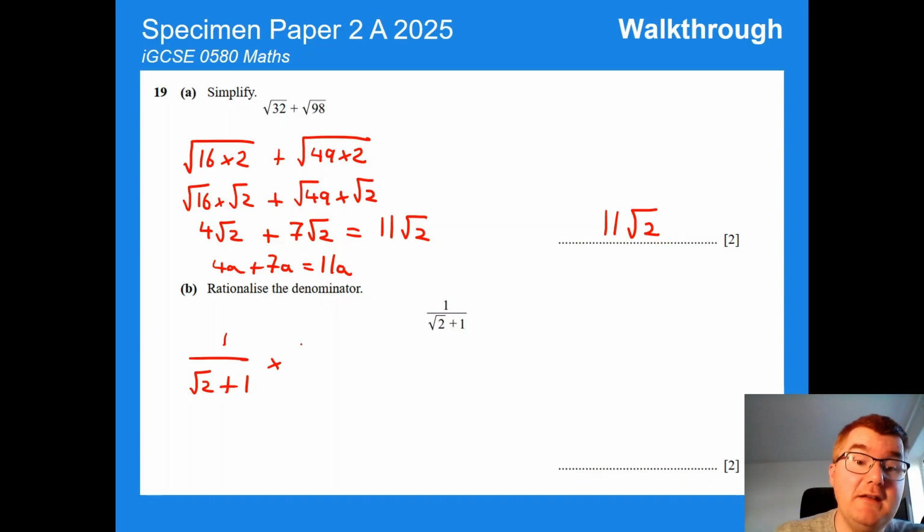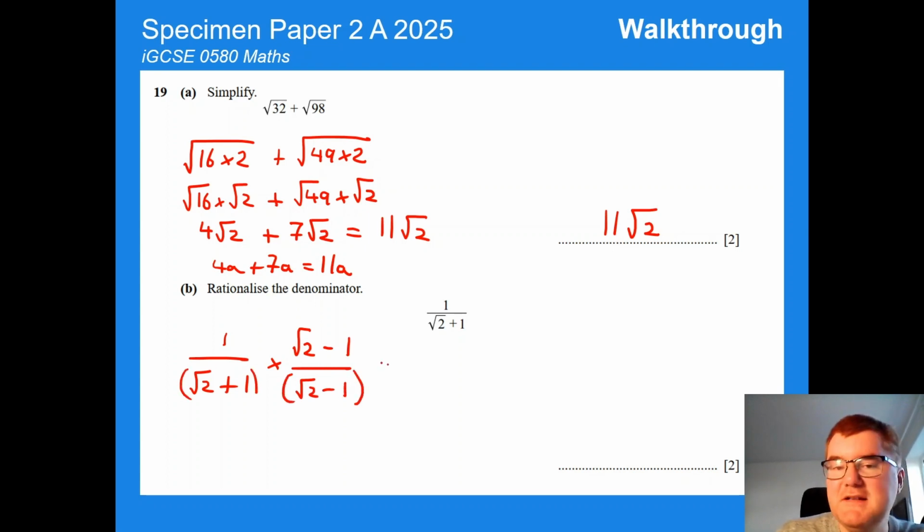Now, rationalizing the denominator, particularly this kind of trickier question, we want to multiply by its conjugate. What does that actually mean? Well, we multiply by its negative in this case. So root 2 minus 1, top and bottom. Now let's see why we're doing this in the first place. Now 1 times anything is just itself, so we leave this as root 2 minus 1.